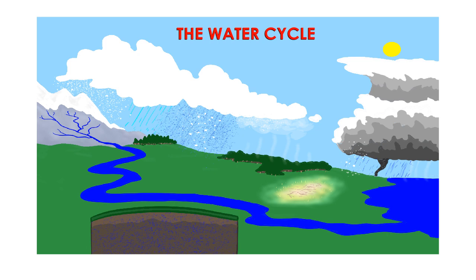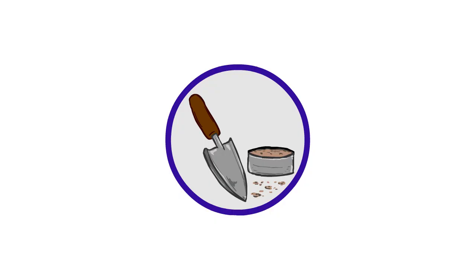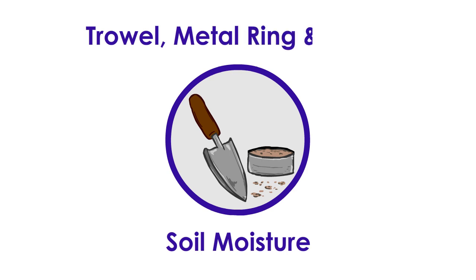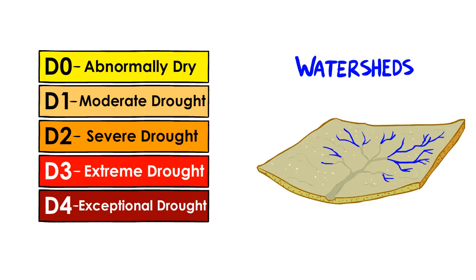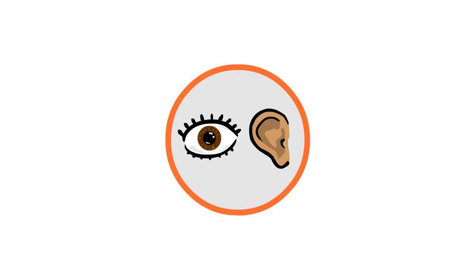Another part of the water cycle is called infiltration, which deals with how water interacts with soils. Here, we measure soil moisture with very basic equipment: a trowel, metal ring, and an oven. This is extremely helpful data when assessing the categories of drought and the health of watersheds, and is also valuable for agriculture. The last set of tools on our list are your senses.